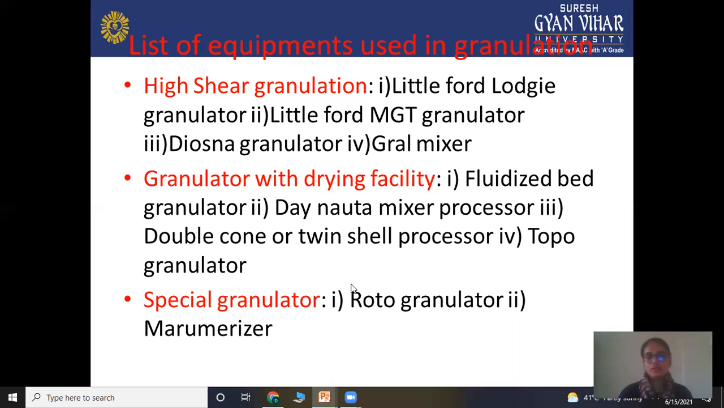In the special granulator, the rotogranulator or marumerizer is mainly used. These are the equipment or machines mainly used for granulation. This is all about the equipment.